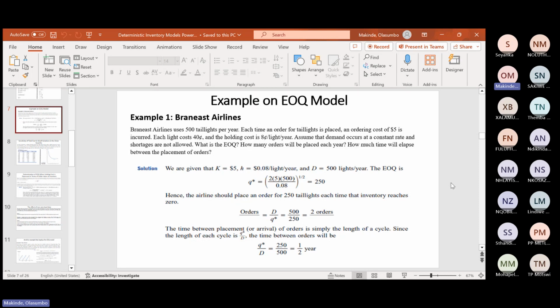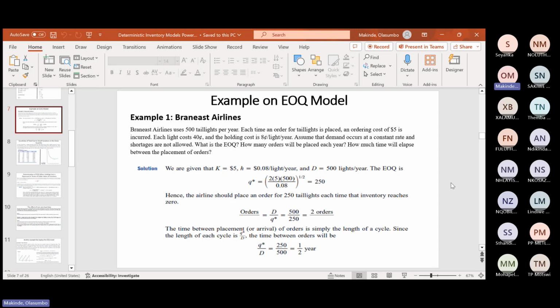And they told you that the holding cost is 8 cents per light per year. So that means h, which is the holding cost, remember, is represented by small h. So small h will be 8 cents. If you convert that to dollars, because it must be in dollars, you divide by 100. That's why you see in the parameters that they are writing there, h is 0.08, because 8 over 100 in the calculator will give you 0.08 per light per year in dollars.